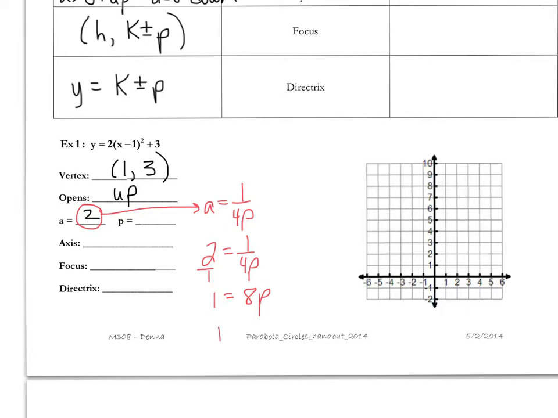Divide both sides by 8. That means my p value is 1/8. So that's kind of the new thing. We haven't really talked about what that p means or what it does. I'll talk about that once we get the graph done.